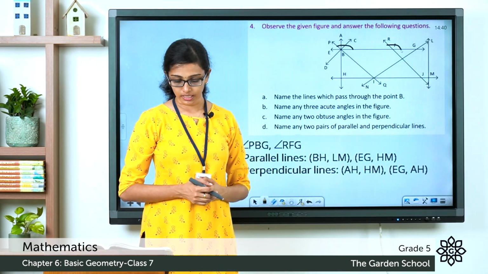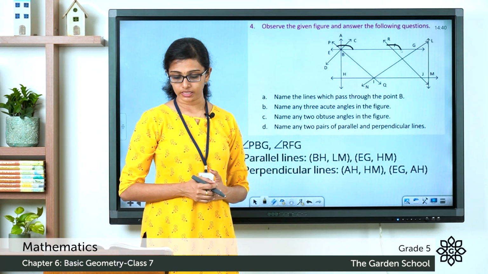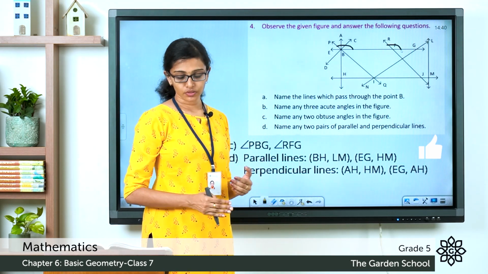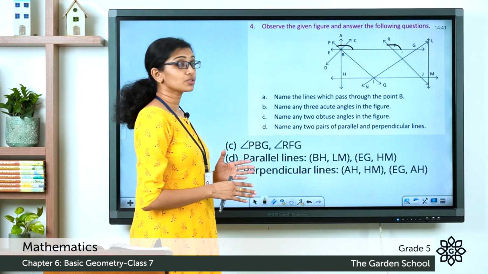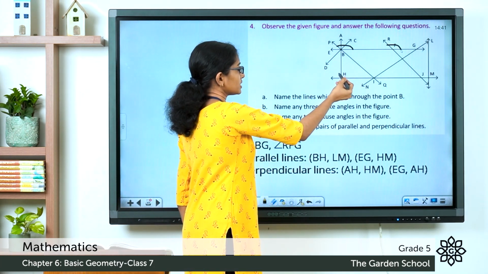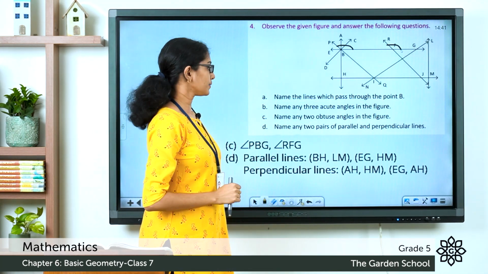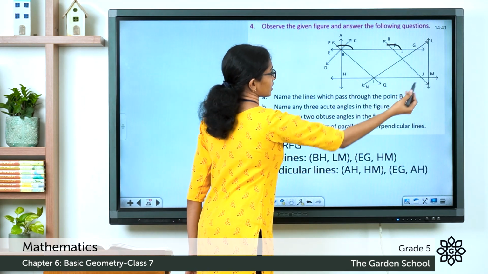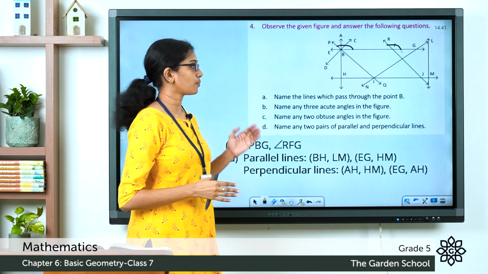Now the last question. Name any 2 pairs of parallel and perpendicular lines. So here you can see a set of parallel and perpendicular lines. You have to just name any 2 pairs. 2 pairs of parallel lines. BH. See BH, this line is parallel to this line LM. So that is one pair. Line EG. EG is parallel to HM. So here you have 2 pairs of parallel lines.